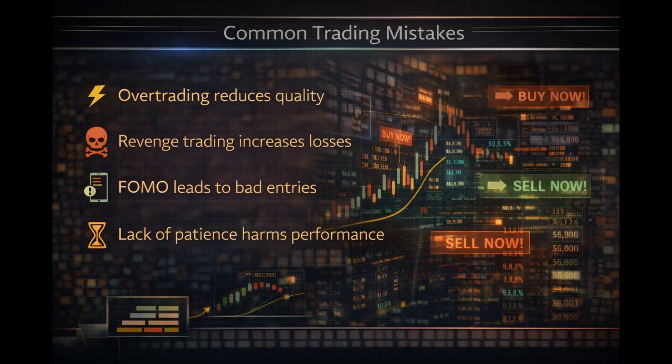Fear of missing out, FOMO. Fear of missing out, commonly known as FOMO, occurs when traders enter trades because they believe they are missing a profitable opportunity. For example, if Bitcoin suddenly rises from $70,000 to $72,000 within a short period, some traders may enter the market impulsively because they fear missing further price increases.